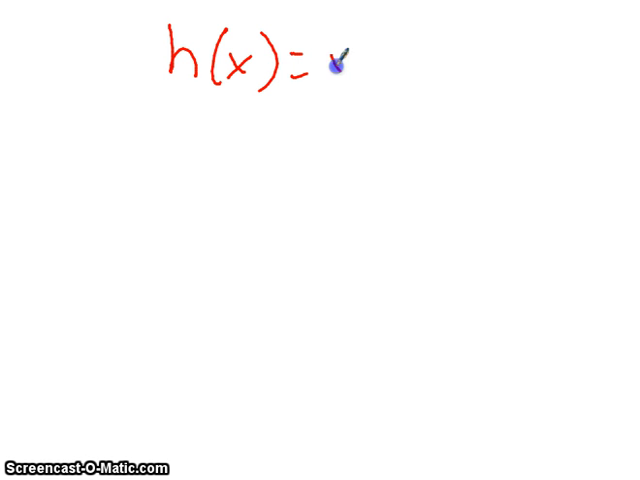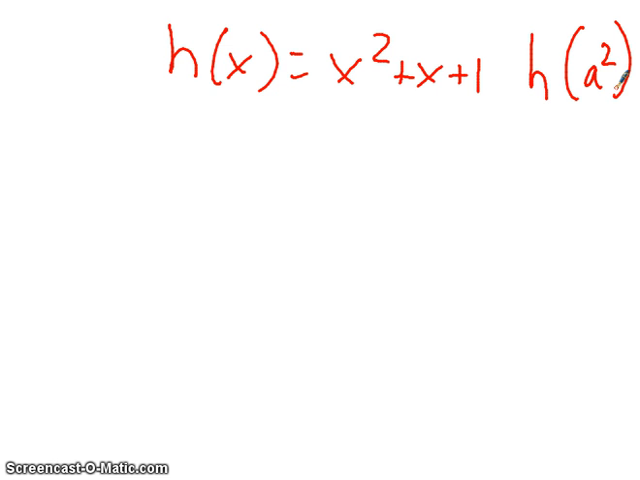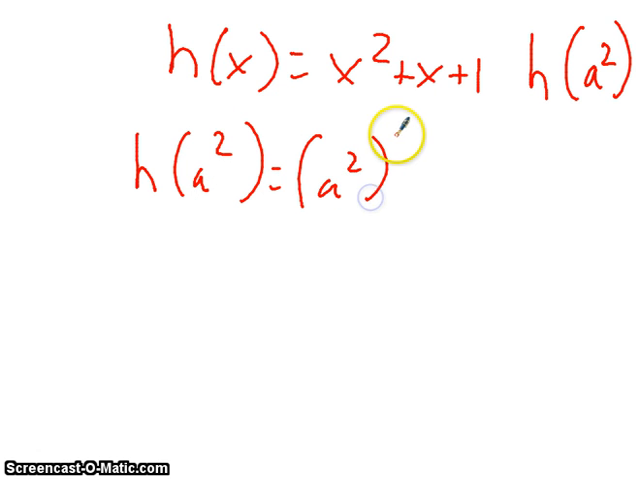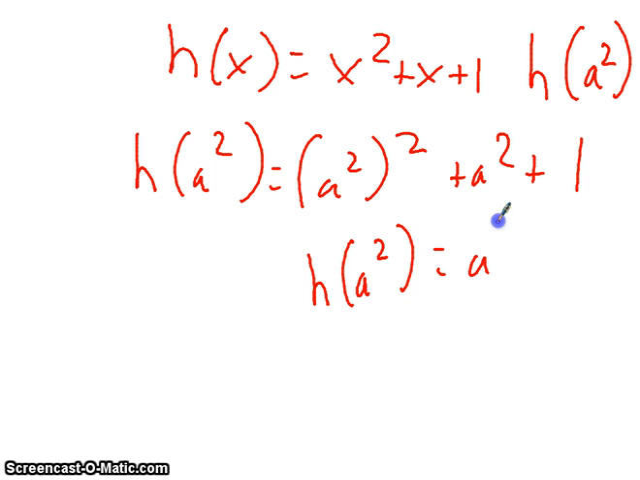Function of x, x squared plus x plus 1 when we replace x with a squared. Okay, when I replaced x with a squared, that's what I end up with, which gives me a to the 4th plus a squared plus 1. And all I did was replace some information.